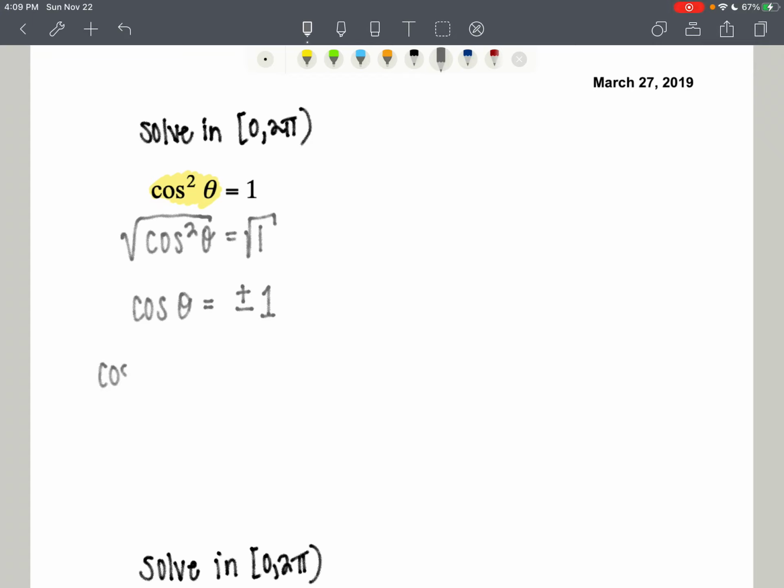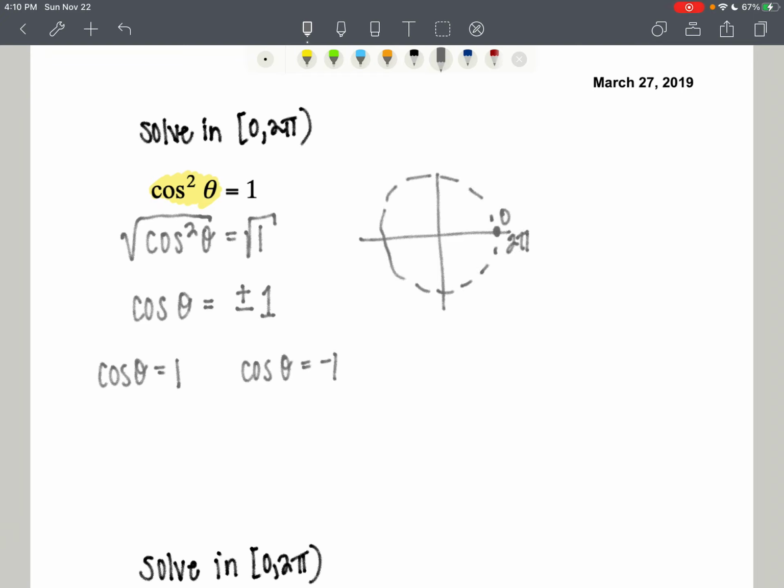That means that the cosine of theta could equal positive 1, or the cosine of theta could equal negative 1. And in the interval from 0 all the way around to 2 pi, we know that the cosine of theta will equal positive 1 on the positive x-axis, and it will equal negative 1 on the negative x-axis. So our angle on the negative x-axis at the ordered pair negative 1 comma 0 is pi, and on the positive x-axis it's 0 and it's 2 pi.